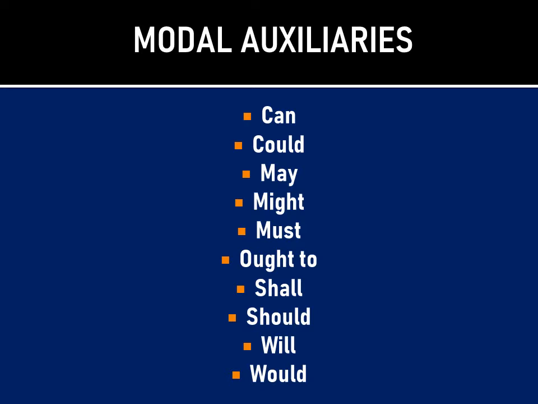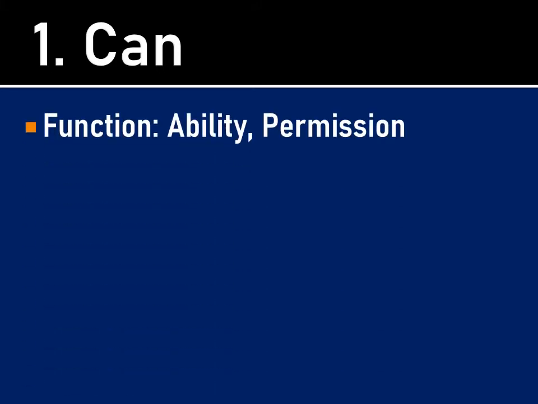So let's now look at what is the purpose of these modal auxiliaries, or what is their function. Let's look at the function of these different modal auxiliaries. Let's take the first modal verb, can. Now, can is used to express ability or permission.